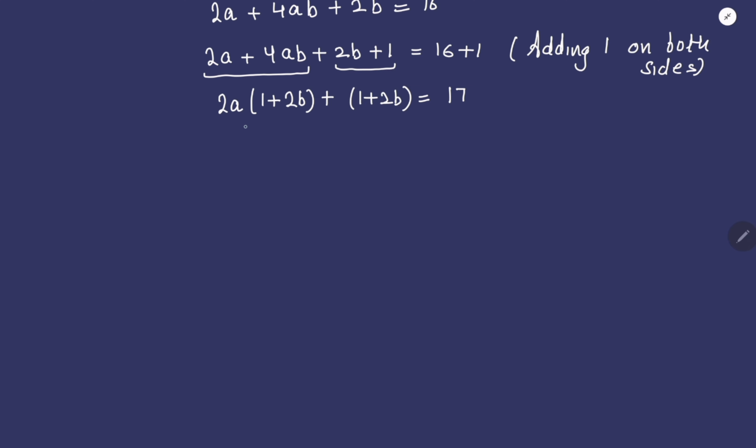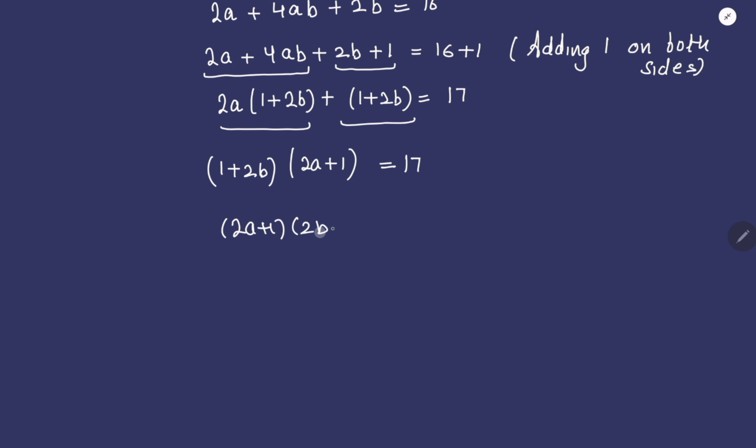Now from these two terms, I can take 1 plus 2b common. So I am left with 2a plus 1 times 2b plus 1 is equal to 17. Now we have the advantage here. As you can see, 17 is a prime number. And they told us that a and b both are positive integers, right?